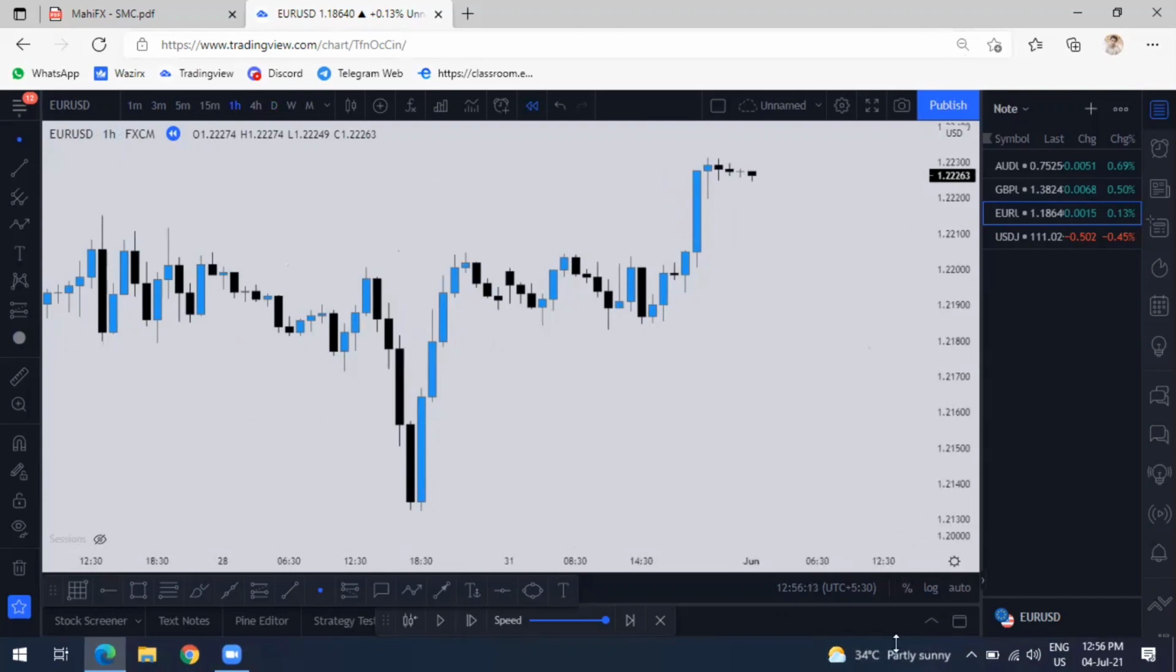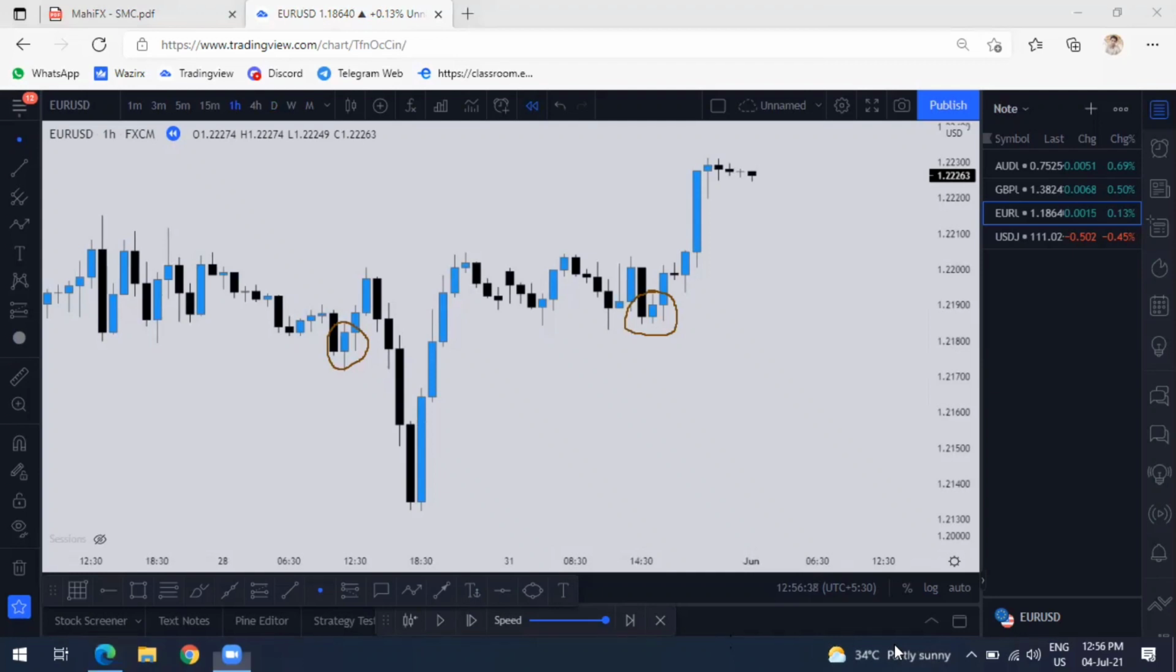Okay. One of the order blocks, I think, is here. I think it's just one. And the other one I think is here. Fine. Now let me show you what it actually is.